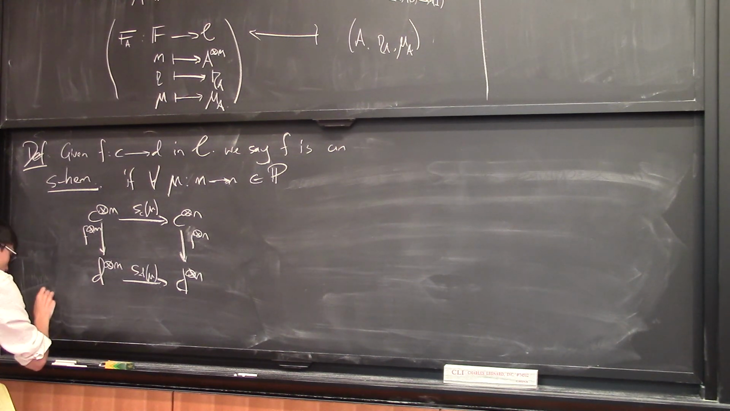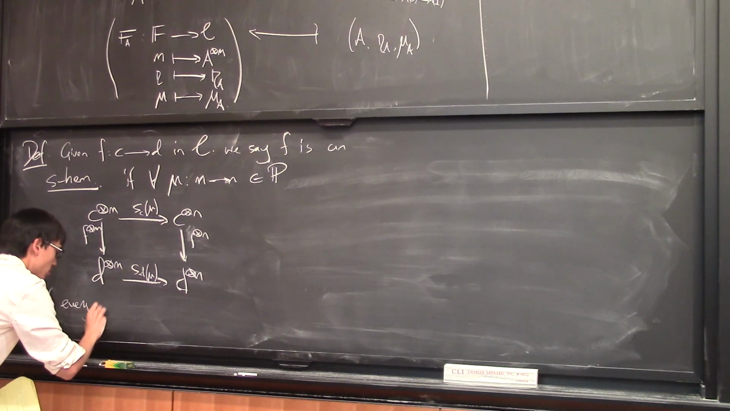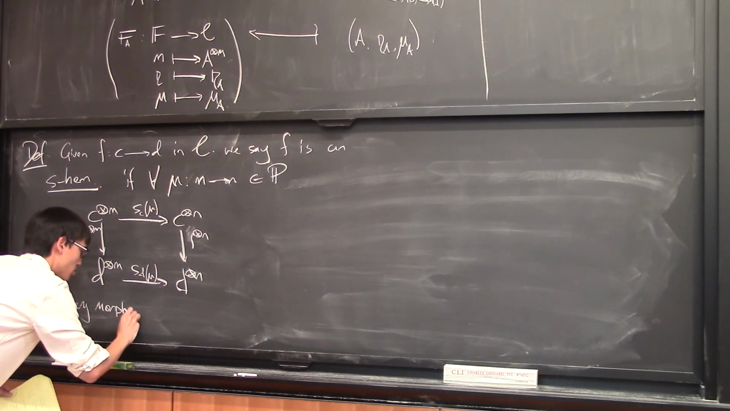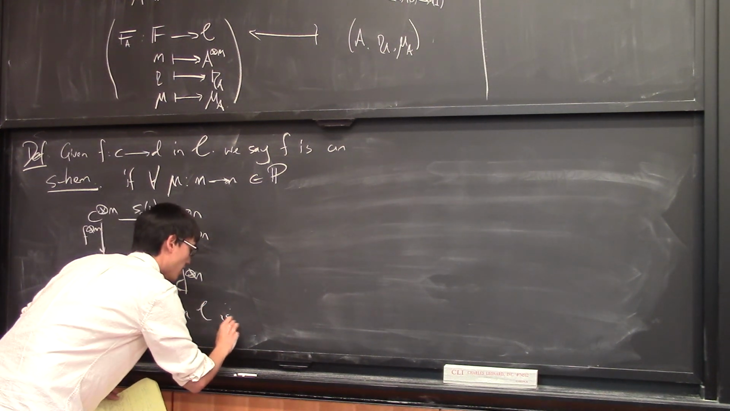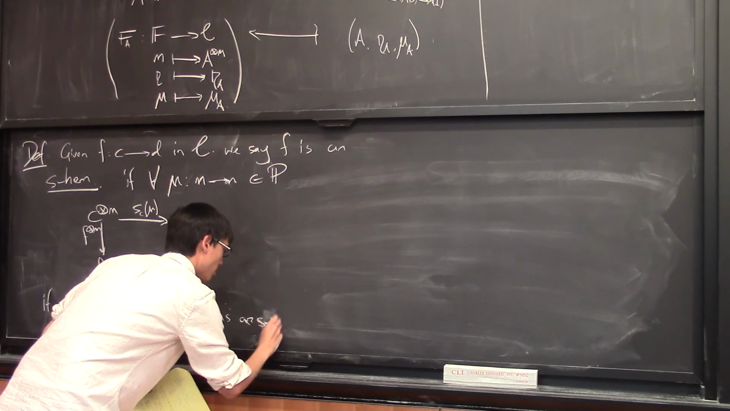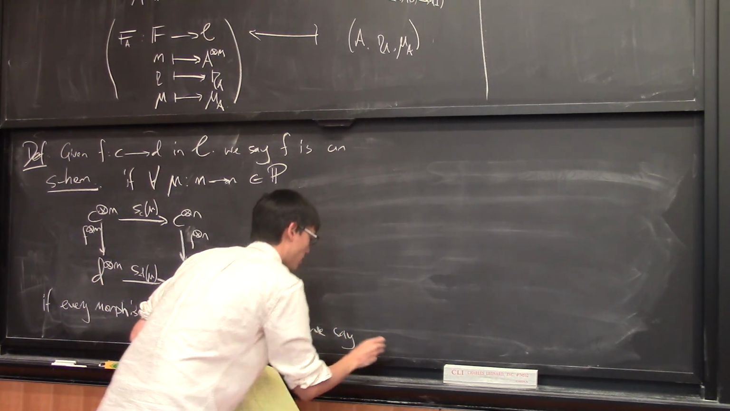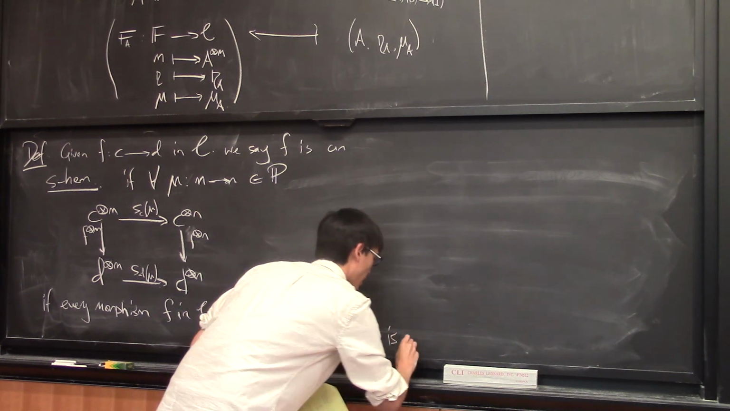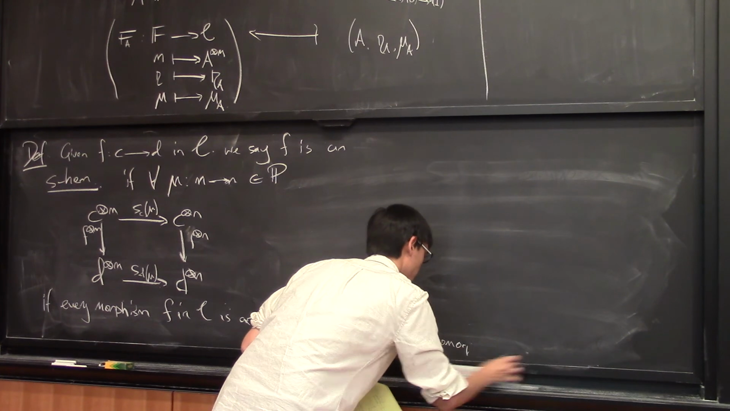So just one more statement. If every morphism f in C is an S hom, we say S is a homomorphic supply.